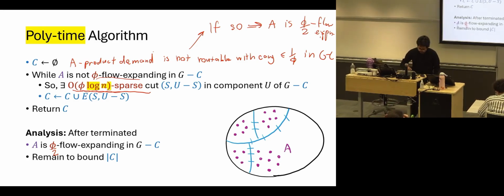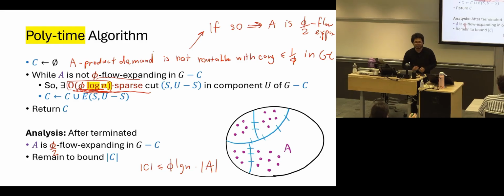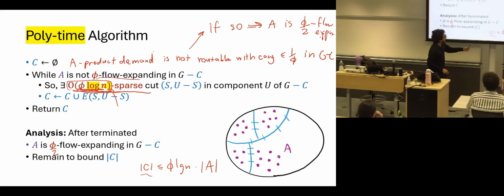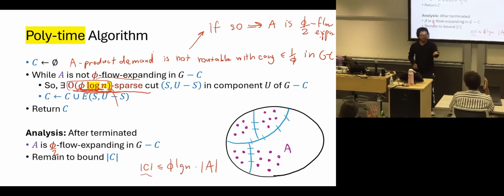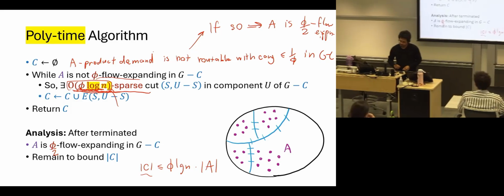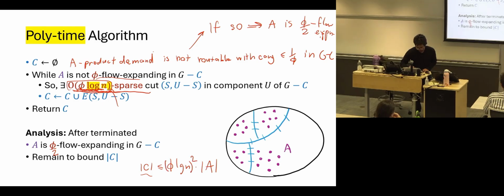We had before that C, in our previous proof, would have size something like phi log n times A. Now instead of phi here, we have phi log n here. What do you think is the best bound we can get on the size of C? Would it be phi log n together squared? Yeah, phi log n together squared. You can get better than that. Actually, this is not quite right because.